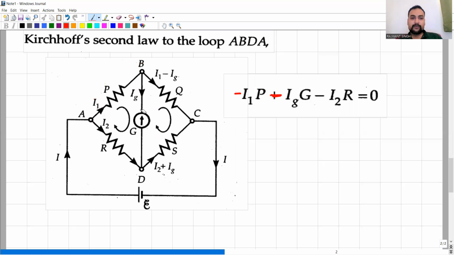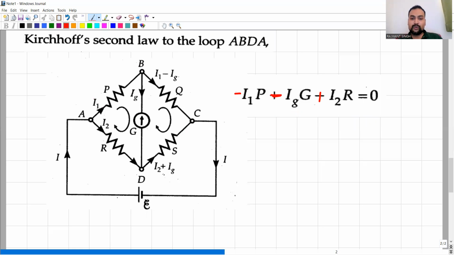And then you move from the point D to point A. Now current is coming in this direction, and you are moving opposite to it. This point will have a lower potential, this will have a higher potential, so this will be a potential rise. What will be the value of the potential rise? That will be I2 times the resistance R. So it will become plus I2 times R, and this will all become 0.